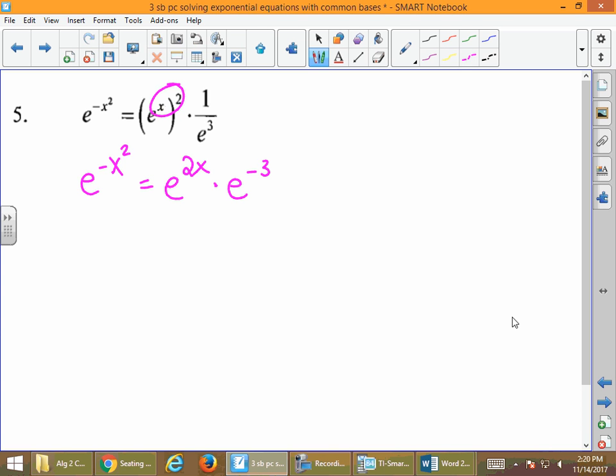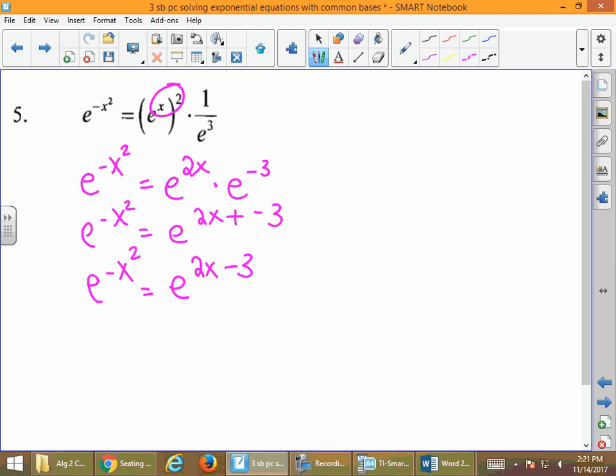So over here on the right side, when we multiply, remember we add the exponents, and I'm going to do an extra step that you may or may not need. But I want to emphasize the fact that when we multiply, we add the exponents. So it's going to be 2x plus a negative 3. Again, some of you don't need to write that step. You may have just gone directly to the fact that it's going to be e to the 2x minus 3.